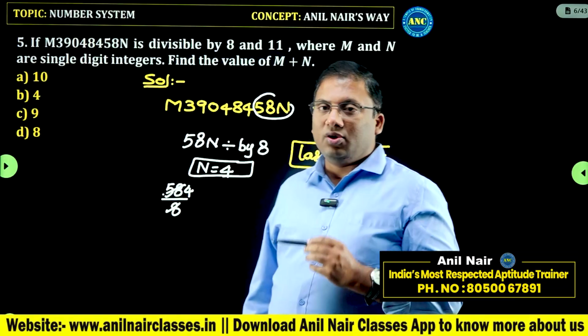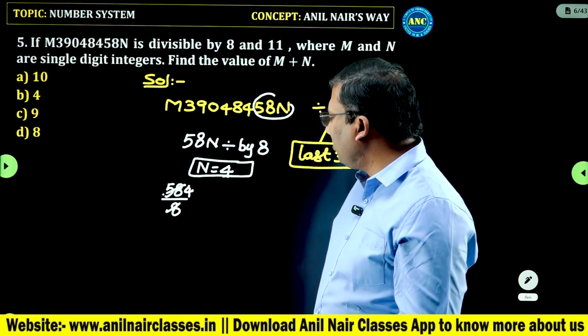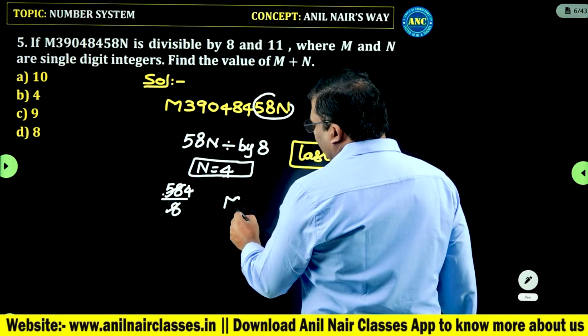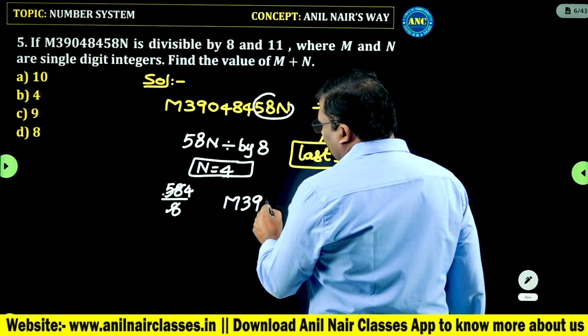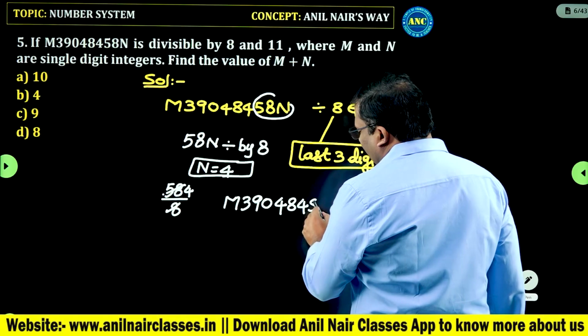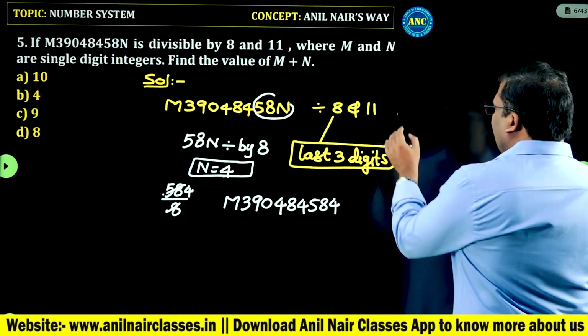The divisibility rule of 8 is that the last 3 digits should be divisible by 8. So we got N. We will replace it. M3904845884. This should be divisible by 11.